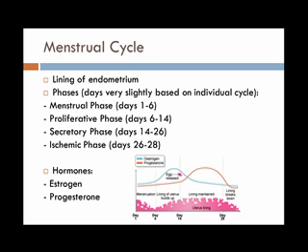Estrogen is in this bluish color. It is spiking during the proliferative phase. It is spiking when the uterine lining is building up, and estrogen is responsible for that.